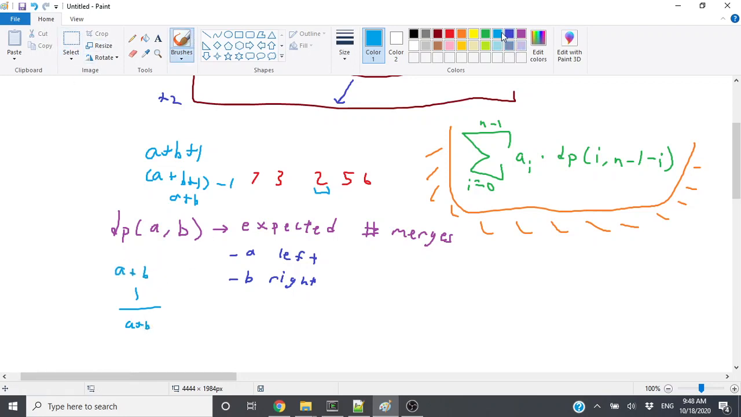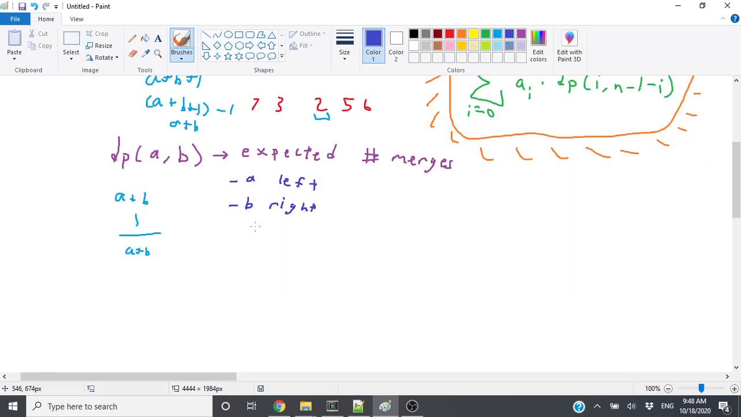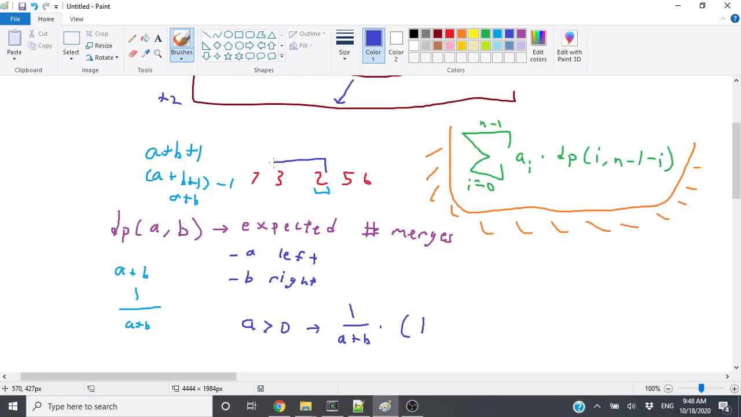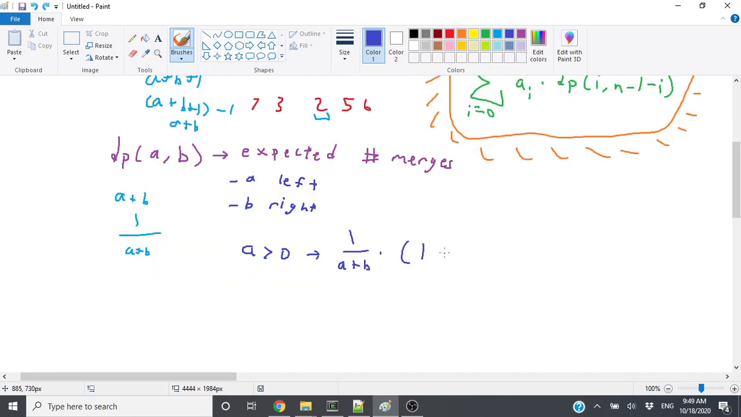So if we have something on the left, therefore A is greater than 0, then we can add 1 over A plus B times, this is the probability of this merge happening. So we add 1 because this is a merge we get. Like, we add 1 because doing this adds a merge to our count. So we have a probability of adding this merge, and then whatever remains is dp of A minus 1 and B.